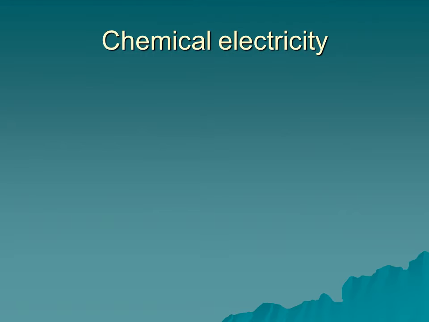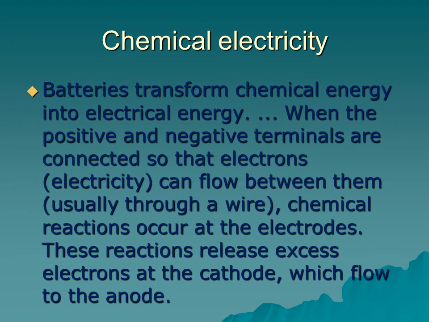Chemical electricity. Batteries transform chemical energy into electrical energy. When the positive and negative terminals are connected so that electrons, in other words electricity, can flow between them, usually through a wire conductor, mostly copper, chemical reactions occur at the electrodes. These reactions release excess electrons at the cathode, which flow to the anode.